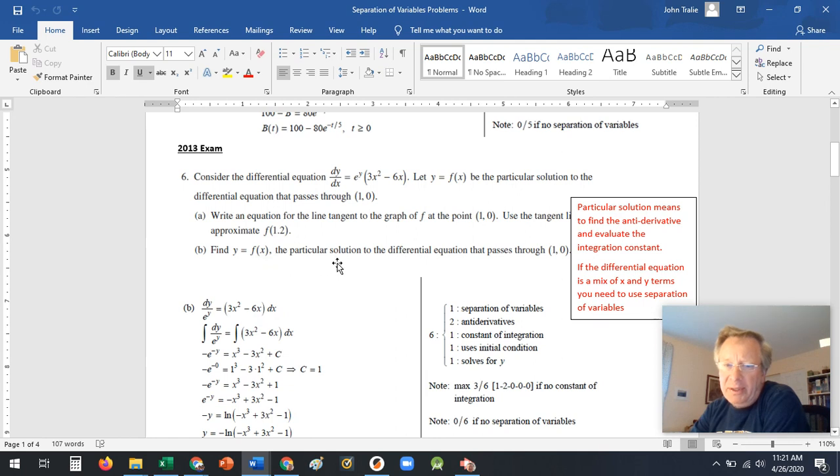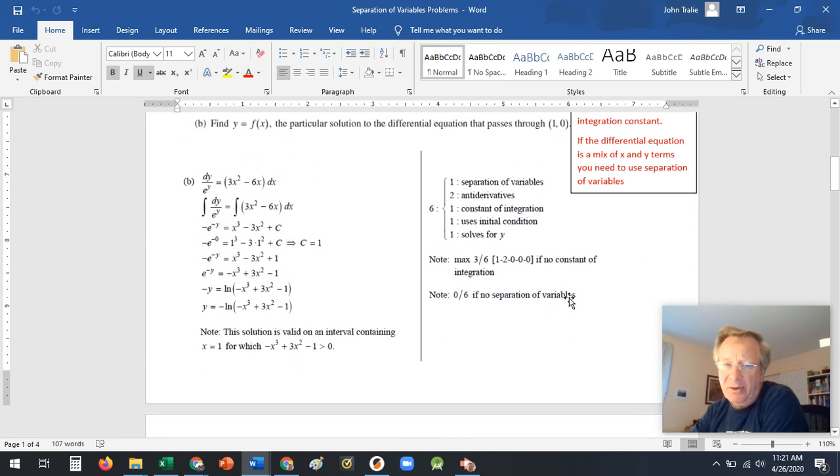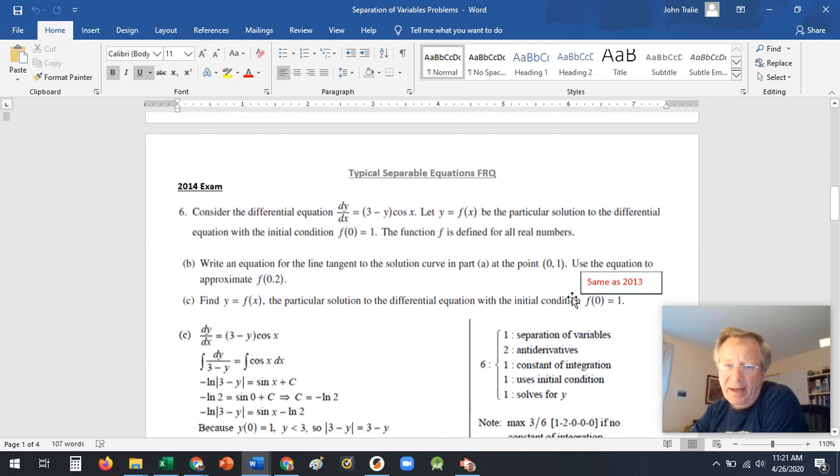So if they're looking for a particular solution, if they're looking for y equals f of x, and they give you dy over dx, that should click in your head. You're going to have to take an integral. When the derivative is a mix of x and y, that should click in your head that you're going to need separation of variables. So a particular solution means to find the antiderivative and evaluate the integration constant. If the differential equation is a mix of x and y, that should tell you separation of variables. So you can see, again, the same sort of steps, people, worth 6 points.